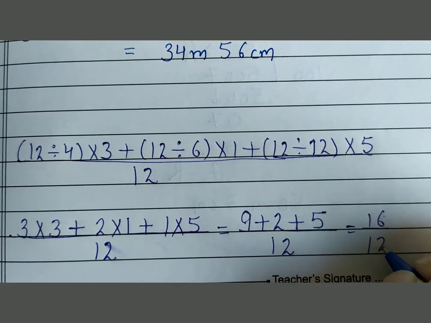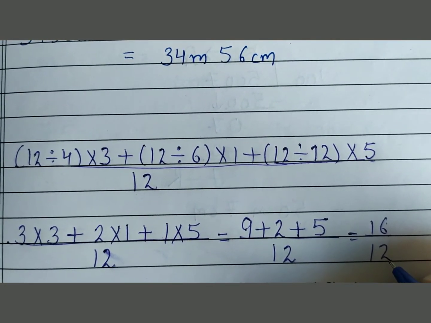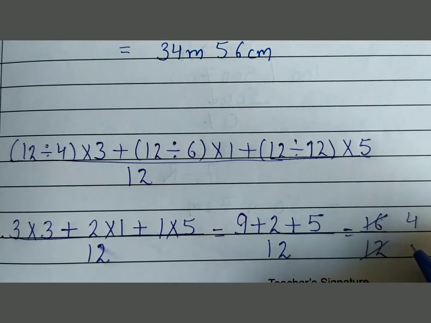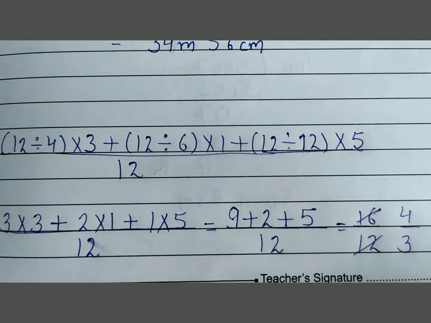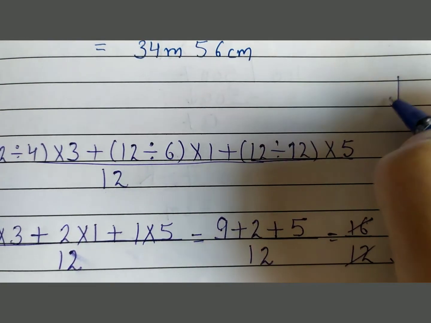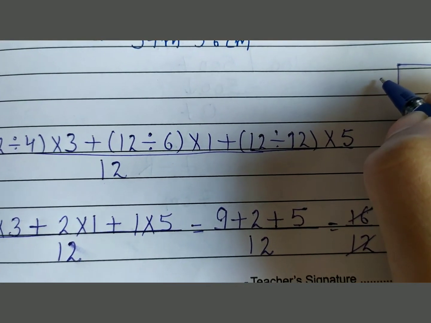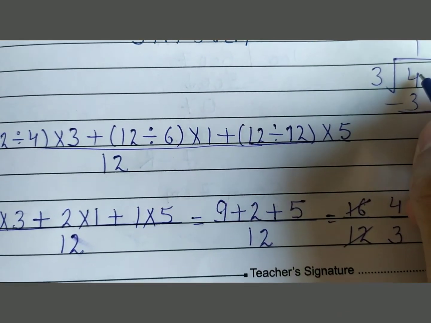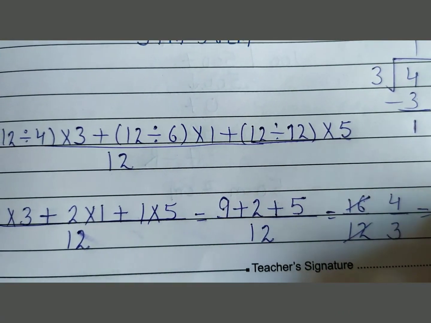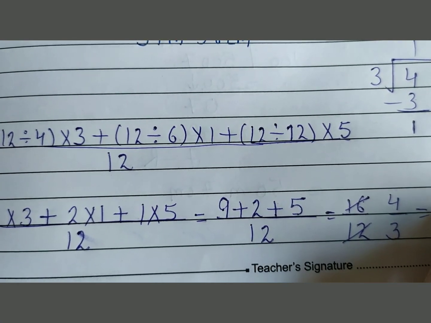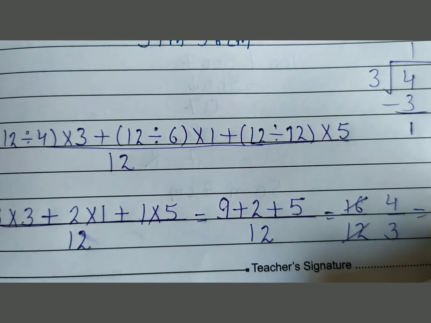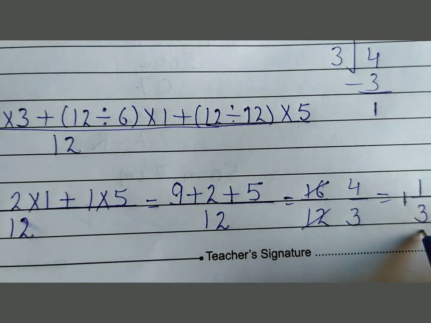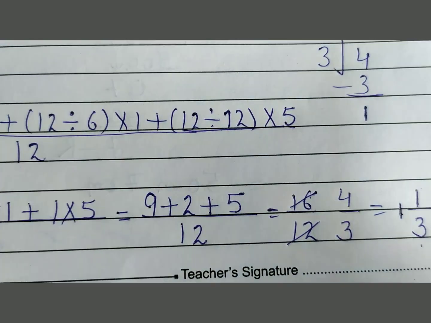Children, 16 and 12 are divisible by 4. 4 4s are 16, 4 3s are 12, 4 upon 3. Now divide. Write 3, 4. 3 1s are 3, 4 minus 3 equal to 1. Children, 1 is a remainder, write 1. 1 is a quotient, 3 is a divisor. Your answer is 1 1 upon 3. Okay. Thank you.